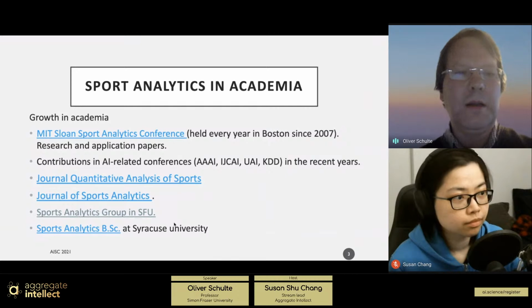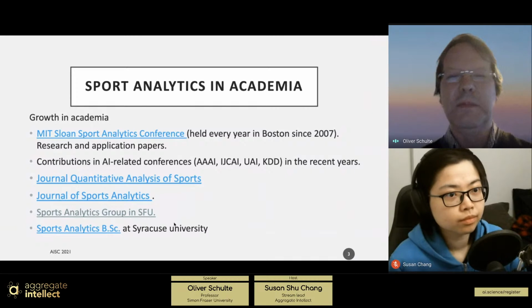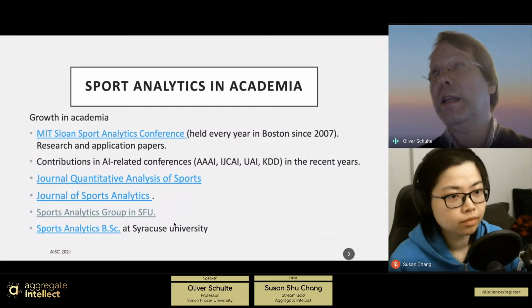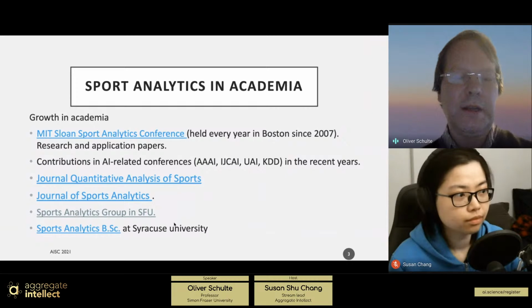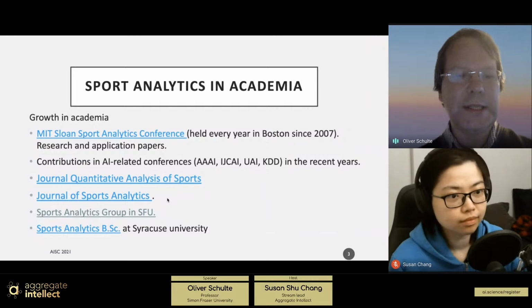A lot of growth in academia too. Probably the most visible conference is the MIT Sloan Conference, organized by MIT's Business School. Sells out quite regularly. There have been a growing number of sports analytics papers in AI-related conferences. Actually, KDD, 2 years ago, the best paper award in the industrial track went to a sports soccer analytics paper. If you're more oriented towards journals, I put a couple of references here to kind of statistics-based journals.